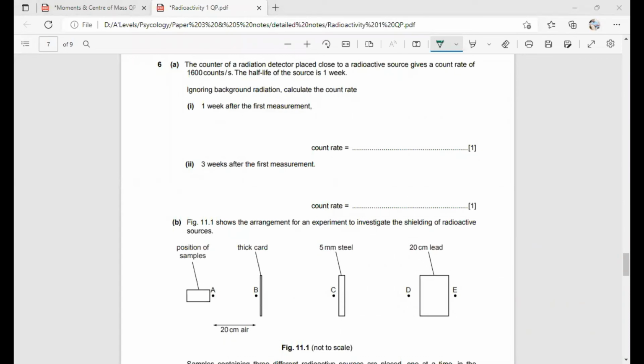Now in this question, the counter of the radiation detector placed close to the radioactive source gives a count rate of 1600 counts per second, and the half-life is 1 week. So after 1 week, what should be its count rate? It's so easy. What does a 1 week half-life mean? You have to divide the count rate by 2. So we get 800 counts per second.